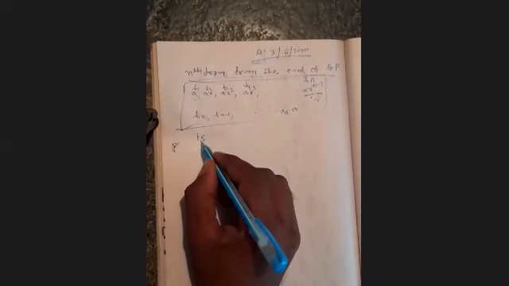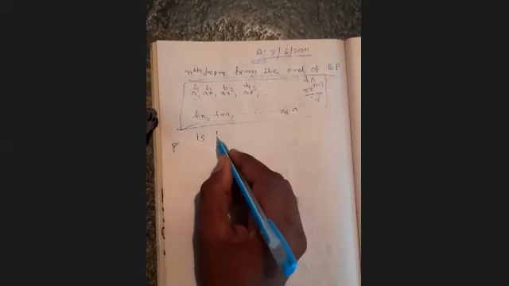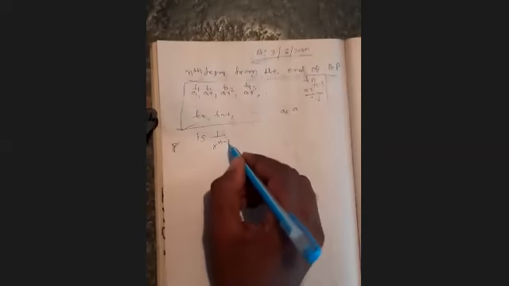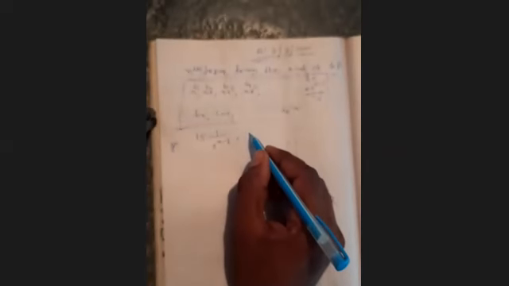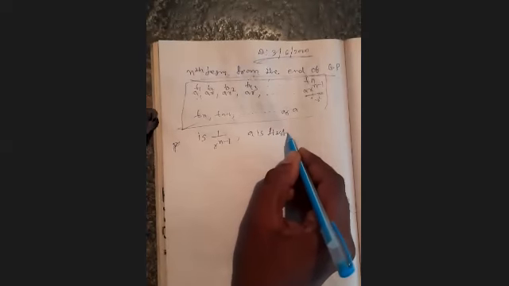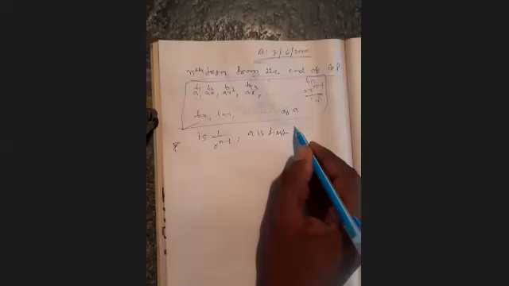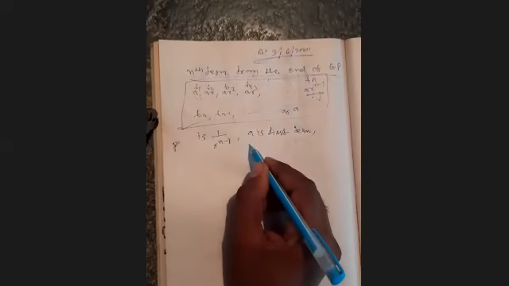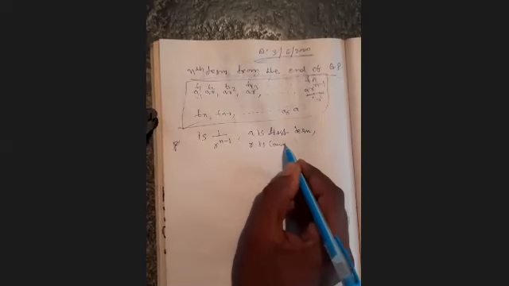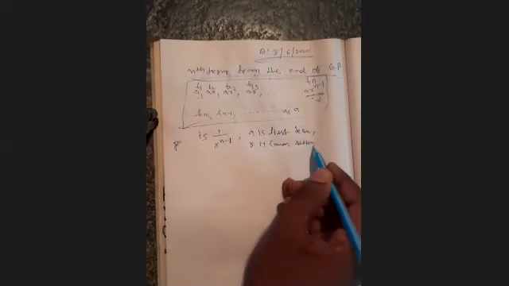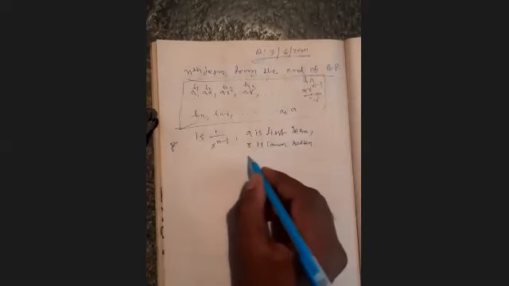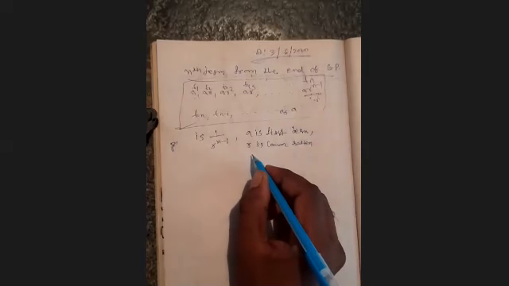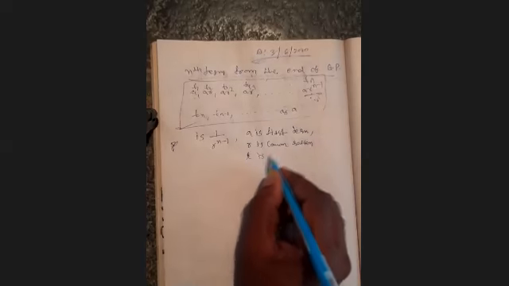The nth term from the end of GP is L by R power n minus 1, where A is the first term, R is the common ratio, and L is the last term.